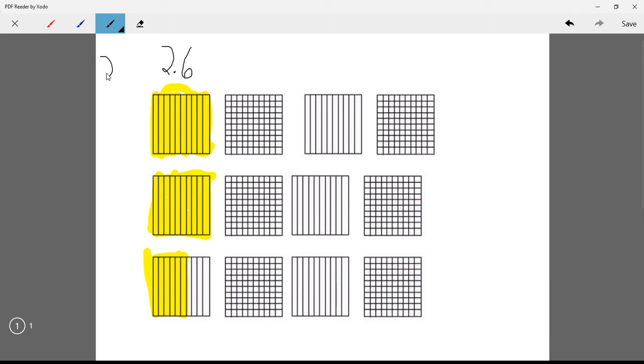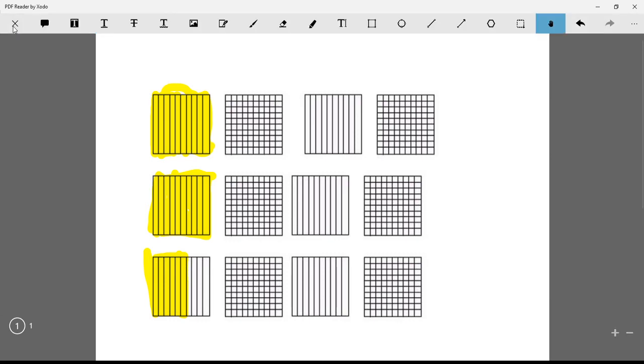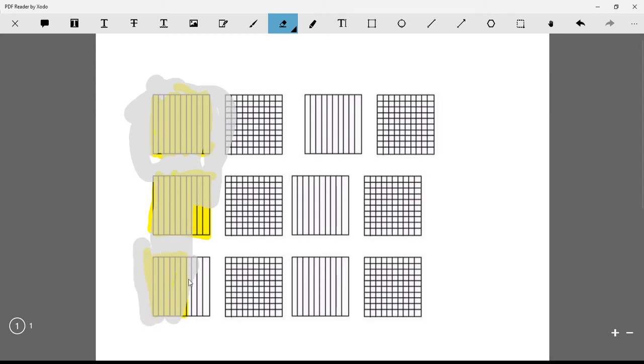You could also write it as a mixed number, 2 and 6/10. You could convert this into an improper fraction. You could do all sorts of things. But just know that when they fill out a whole one, that is equal to 1, and then this is the partial. Now, let's just erase these quickly. It's not going to be perfect, but it'll be good enough.